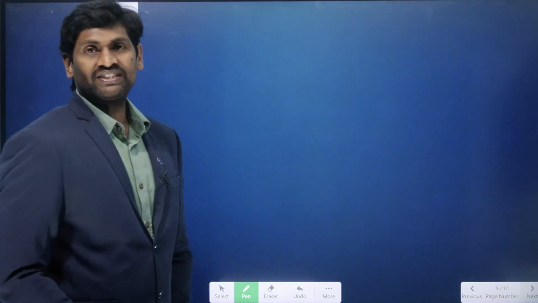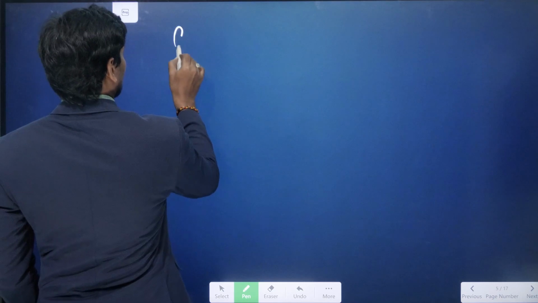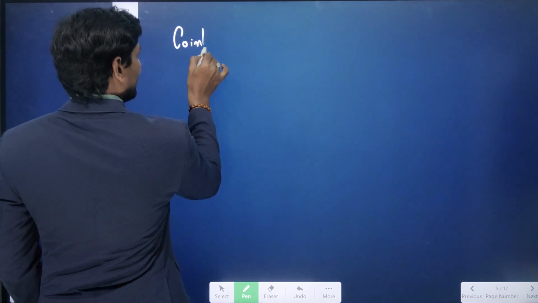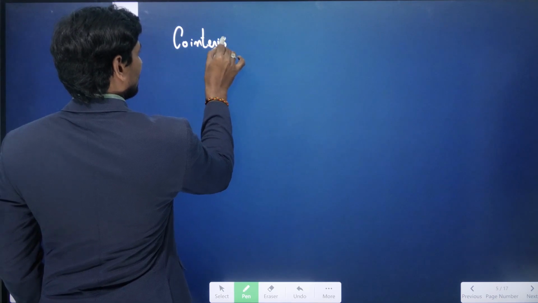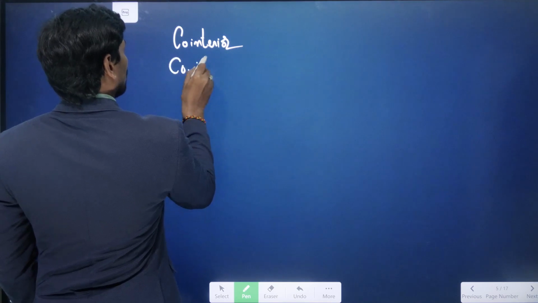The last one is nothing but co-interior or co-exterior. Let us discuss co-interior or co-exterior.